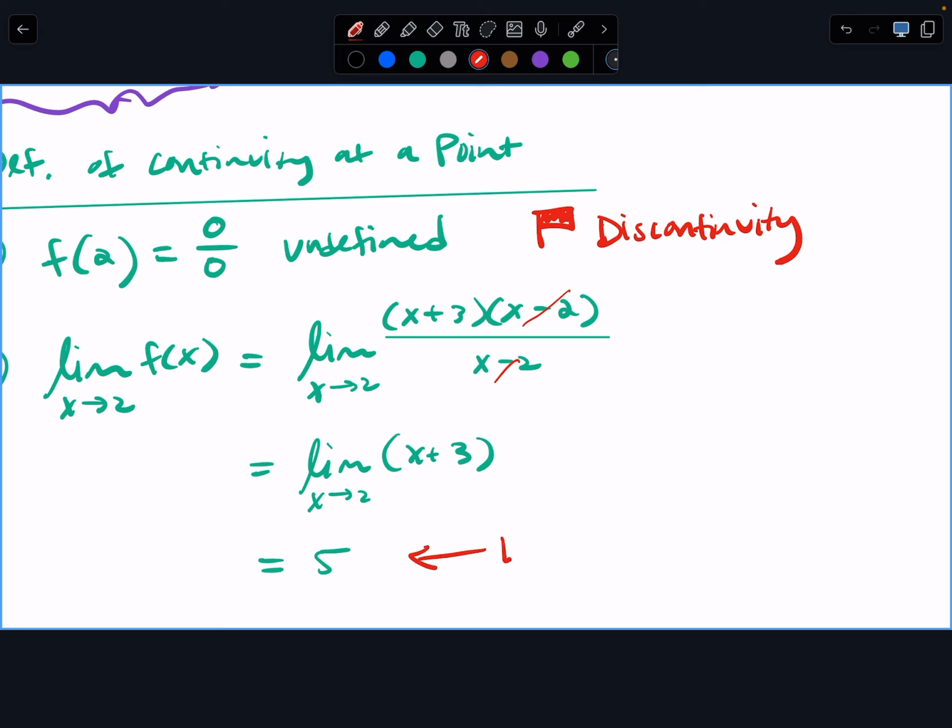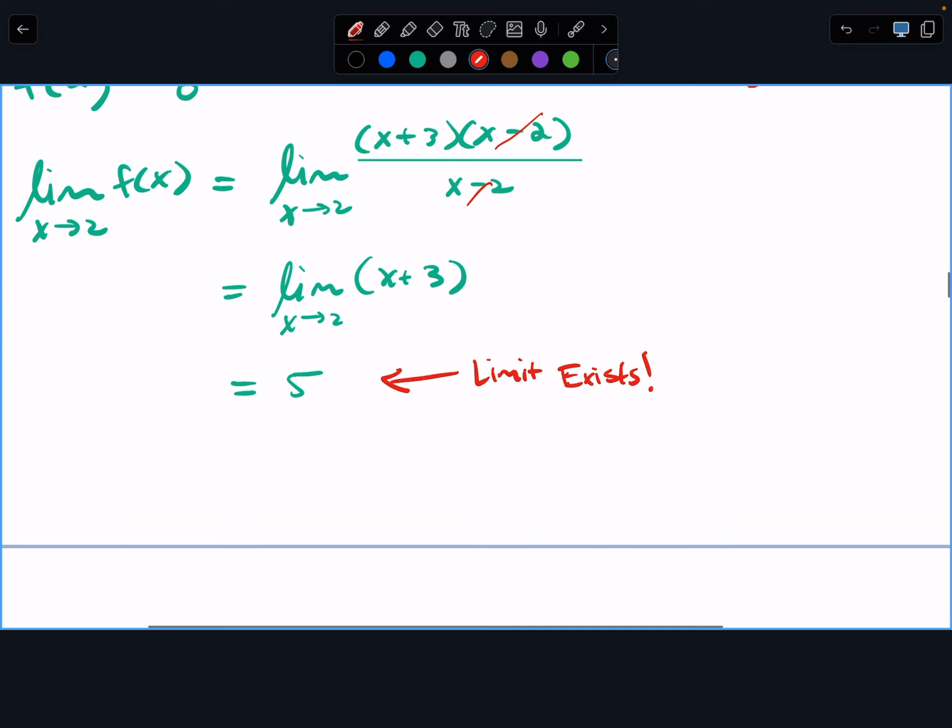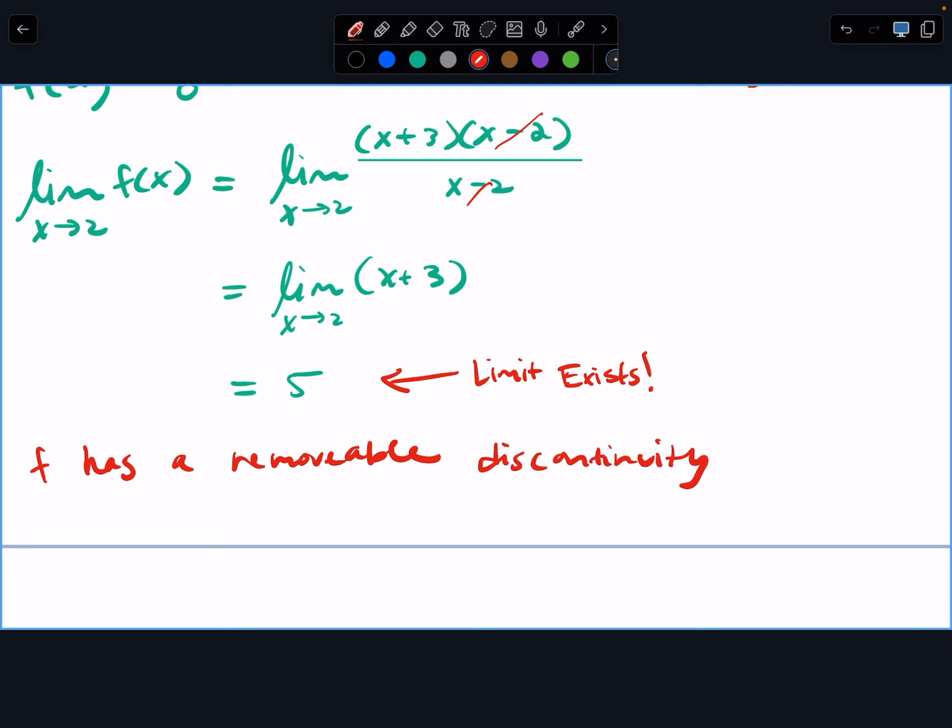Because the limit exists, we can conclude that f has a removable discontinuity at x equals 2.